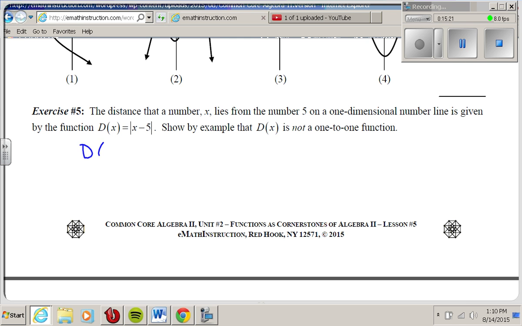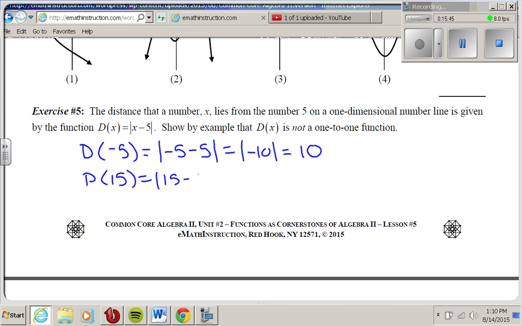Okay, so if I were to put in d of negative 5, what would happen? Well, I get negative 5 minus 5, which we know is negative 10, which absolute value is positive 10. Is there another value of x that would give me that same value of 10? Well, sure. What if I had d of 15? 15 minus 5 gives me 10. Absolute value of 10 is 10. So is this function one-to-one? No. It's not one-to-one, because I was able to find a counterexample: two different values of x gave me that same value of y.